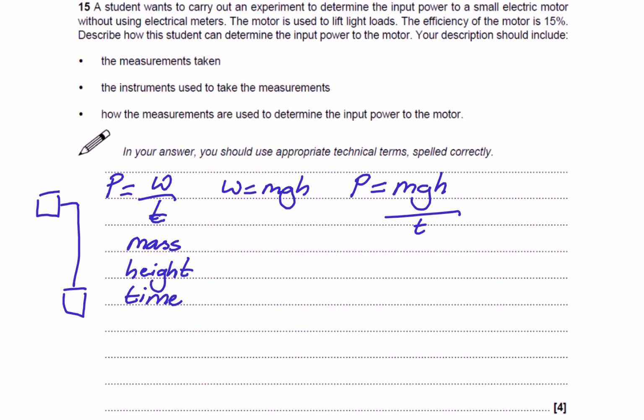Now for the second point, it's asking what the instruments used to take the measurements are. So I'm going to write those in. The mass, I would use a balance. For the height, I would use a ruler. And for the time, I would use a stopwatch. So these are my measurements. Let's write that in.